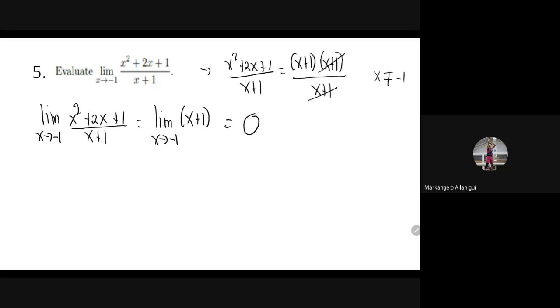Clear? I hope so. No violent reaction. So let us continue.